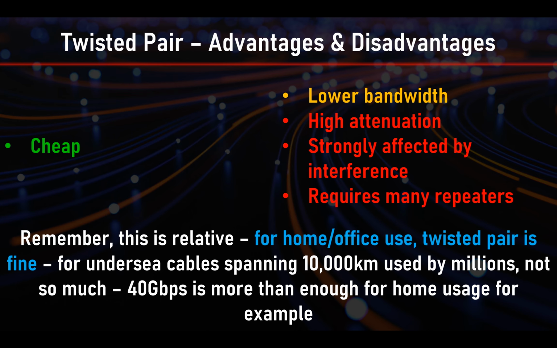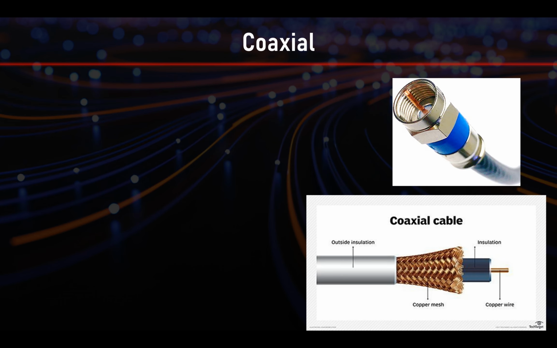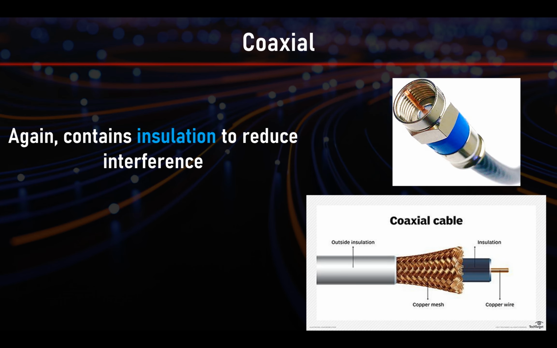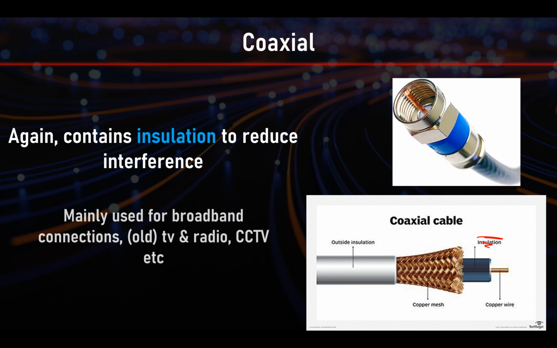Alright, so again, that's relative, and I'm going to skip that, although if you want, you can pause and read that, just to keep the video a bit faster. Whereas the coaxial, again, it's going to contain insulation to reduce interference. As we can see, the outside insulation, also the inner insulation as well. So two levels.